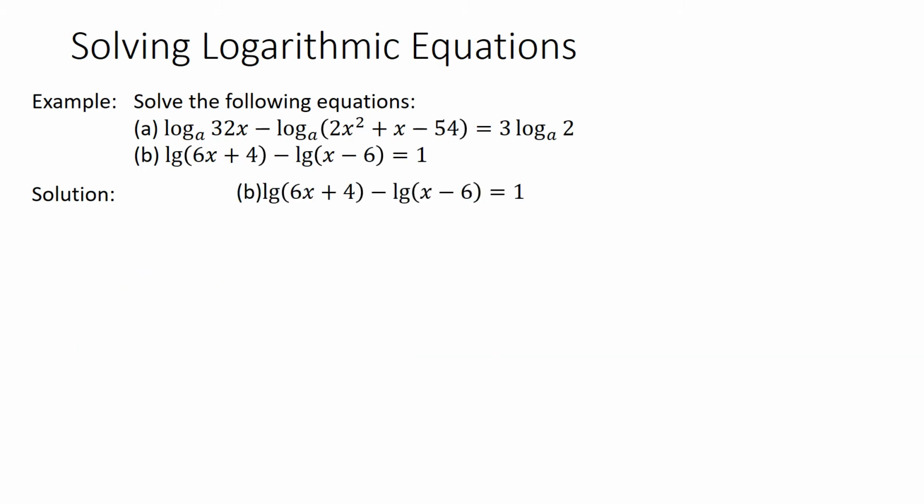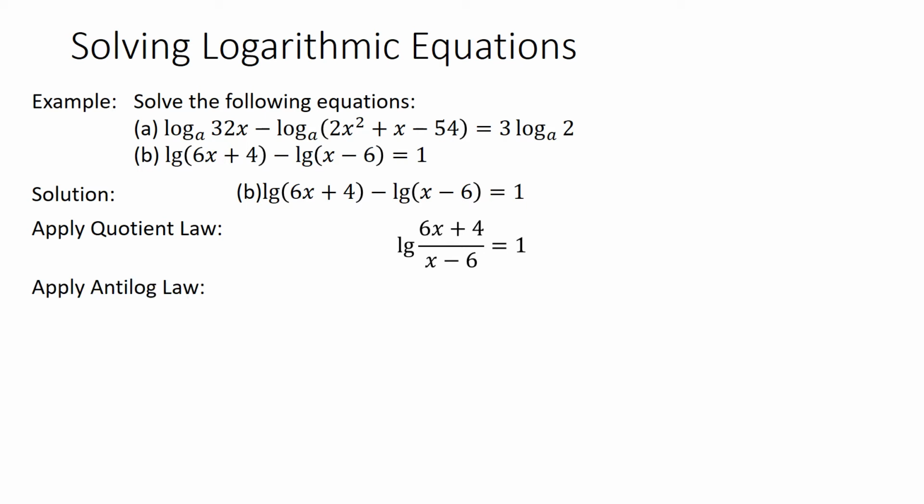Here is the solution for B. Now, look at this equation. On the left hand side, we have two logs with the same base, and in between is a minus. The right hand side is a constant 1. We can apply the quotient law, with the minus becoming division. Therefore, it will be log 6x plus 4 over x minus 6 equals 1.